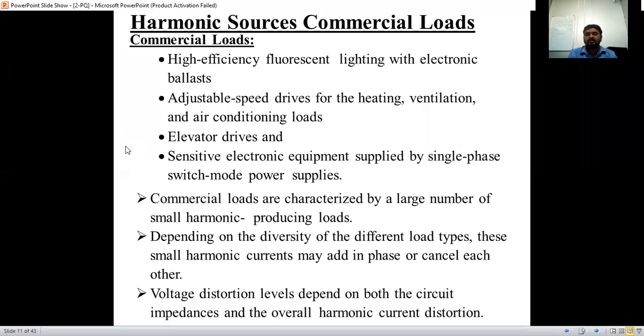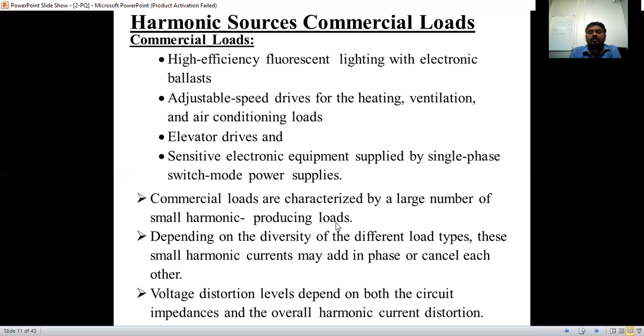But the level of the harmonics is very small. Let's suppose first harmonic, second, third, fifth harmonics, like that we are going to call them. But the third harmonic production, suppose 100 equipment are producing the third harmonic. Like that, a large number of small harmonic producing loads. These are the commercial loads. Their characteristic is that they will produce a large number of harmonics, but the level of harmonics is very small. For that reason, the commercial loads are characterized by a large number of small harmonic producing loads.